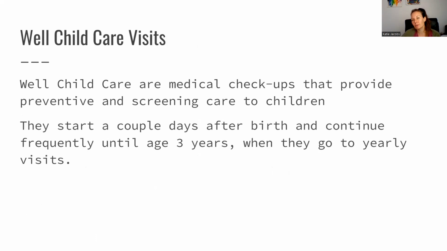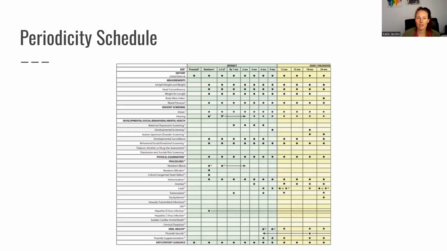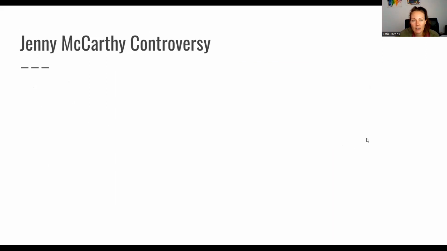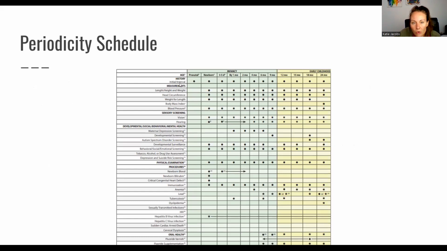They start a couple days after birth, and they're going to continue frequently until about age 3, when they go to yearly visits. If you see here, this is called the periodicity schedule. It has all the different visits that kids are supposed to have up to 2 years old. We have the prenatal care, newborn, which is in the hospital. We have 3 to 5 days after birth, by 1 month, 2 months, 4 months, 6 months, 9 months, 12 months, 15 months, 18 months, and 24 months.